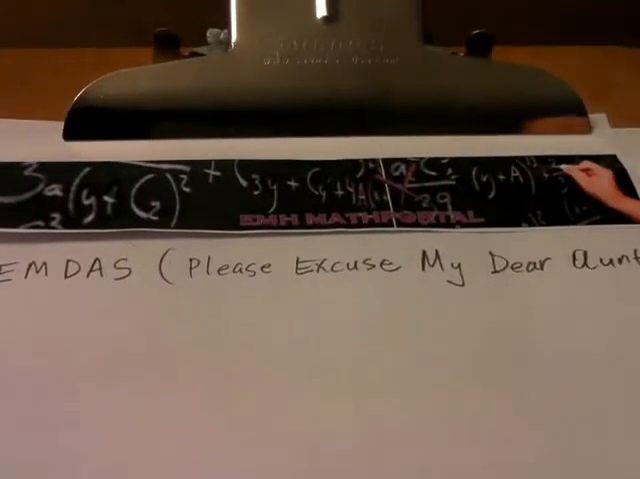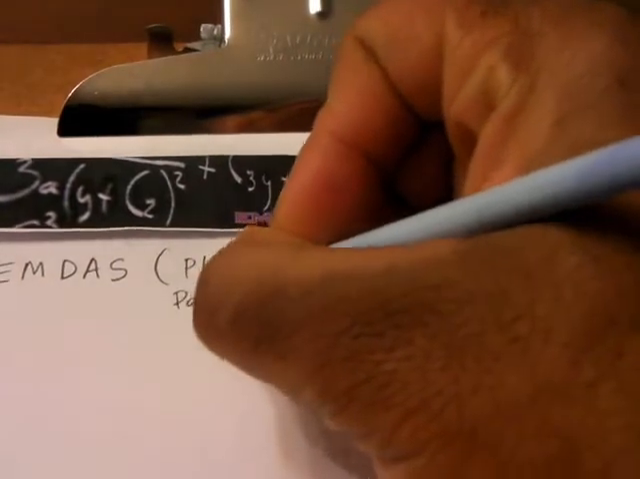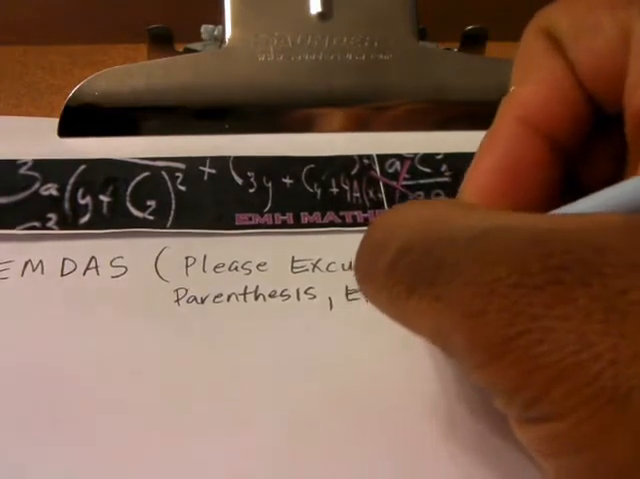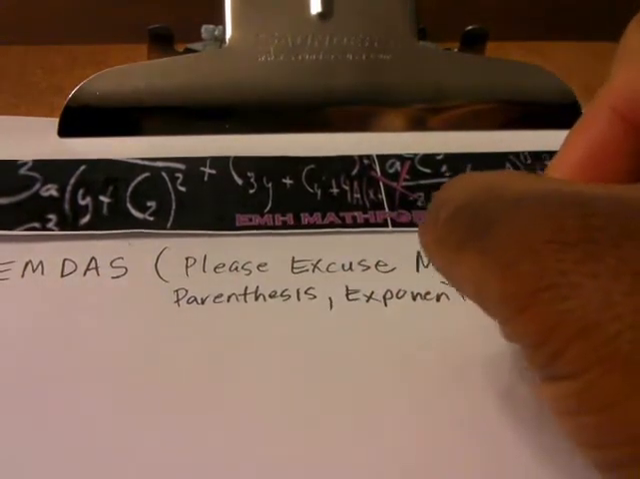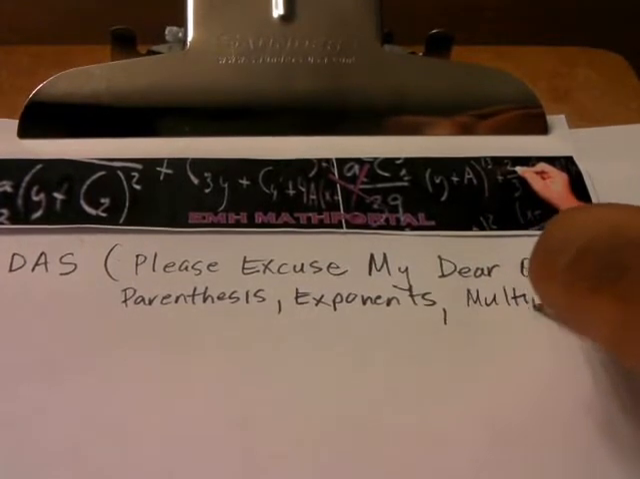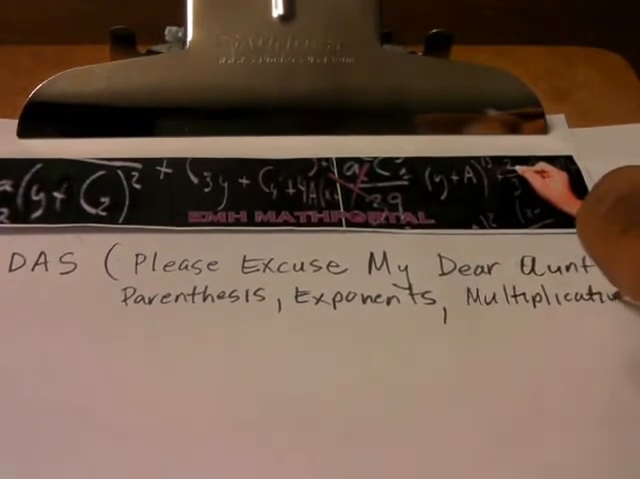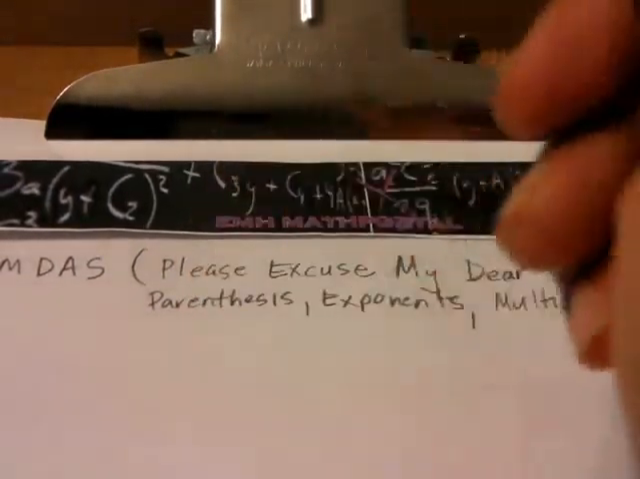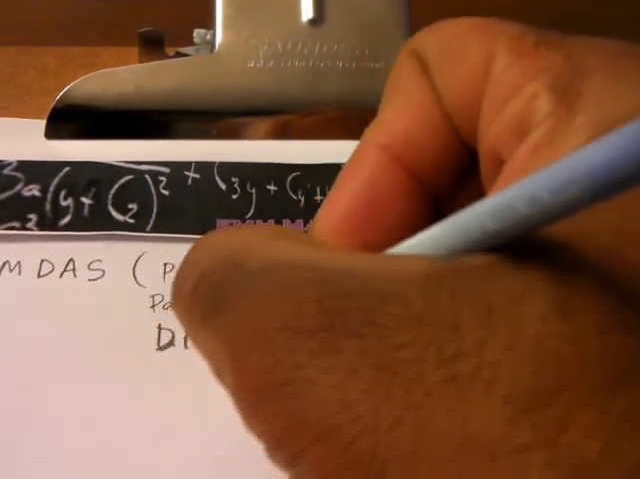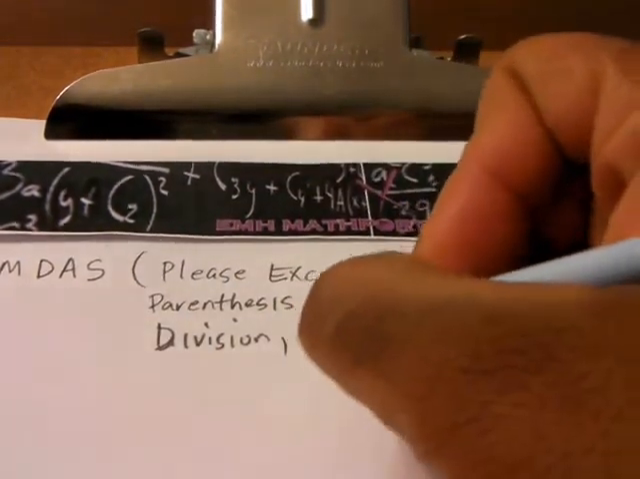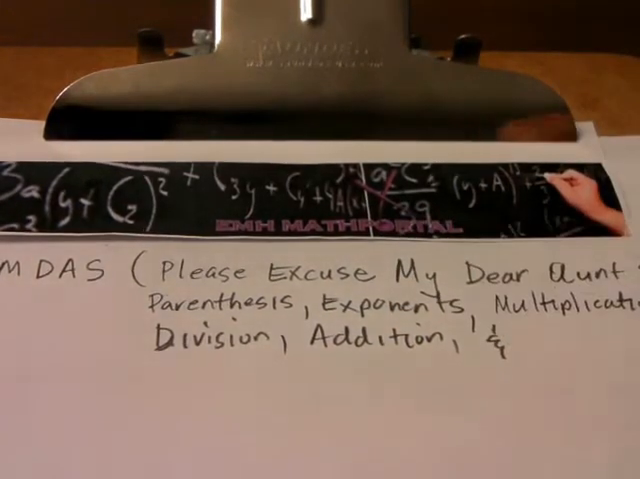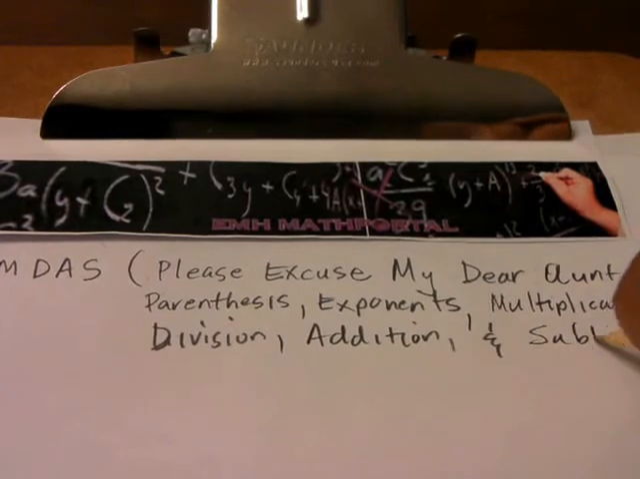And that represents in the order of operations, parentheses, exponents, all right, multiplication, division, addition, and subtraction. All right.